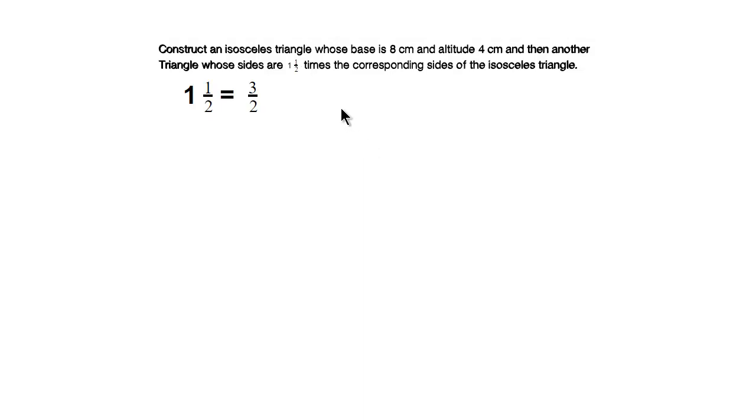So now let us start with the problem. We need to draw a line AB with the measurement 8 cm, and this is the base of the triangle. Now let us draw a perpendicular bisector. What is the need of a perpendicular bisector? Whenever you have an isosceles triangle, the altitude of the isosceles triangle will always bisect the base of the triangle.